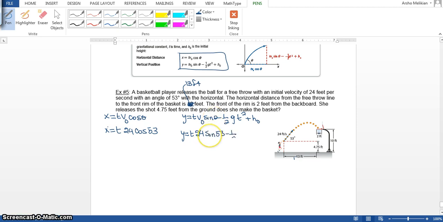Now, minus half g. I know you're used to 9.8 meters per second squared for g, which is the correct value, but we're working in feet here. 9.8 meters per second squared converts to 32 feet per second squared. Acceleration due to gravity is 9.8 meters per second squared; you need to know that for physics. Plus, what is the initial height? 10 feet. Oh, the initial height of the ball, not of her. You know what I meant.